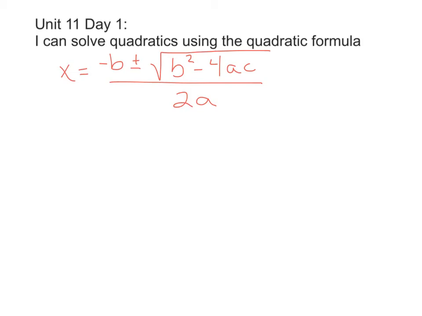Anytime you have ax squared plus bx plus c equals 0, you can use the quadratic formula to solve. So let's look at a quick example where we do that.